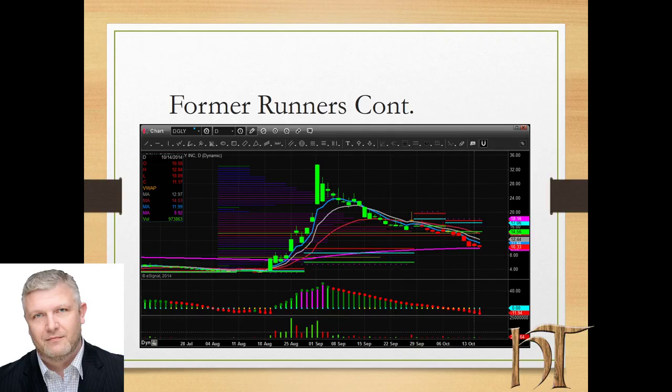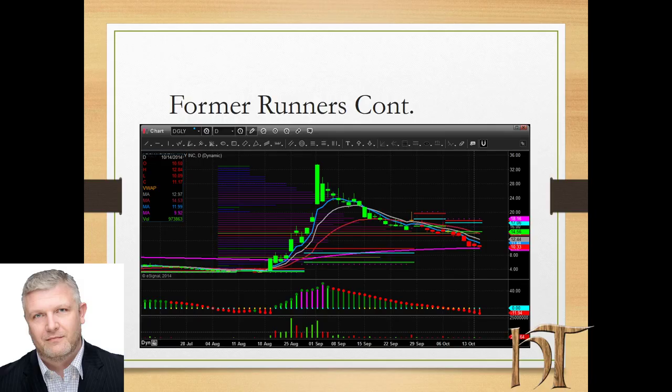Look at a former runner here, DGLY. This is an older chart, but still, we had this stock that was a former runner, but made a move from $4 up to $33 in the period of like a week. Anytime this stock gaps up, lots of people jump on it because it has a very low float, and there's potential that every time this one gaps, tons of buyers are going to jump in and it's going to squeeze 20, 30, 40%, maybe more.